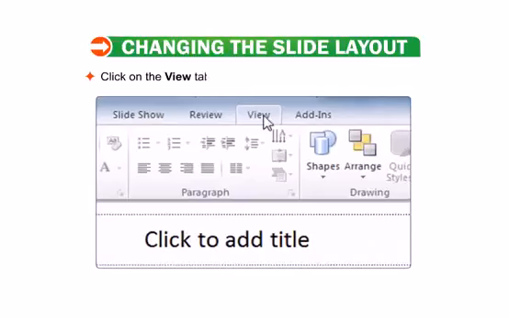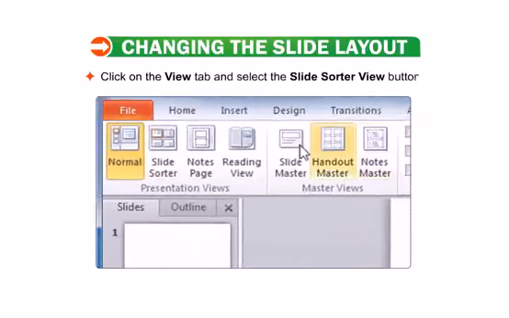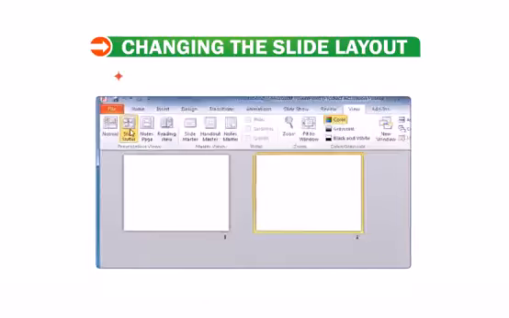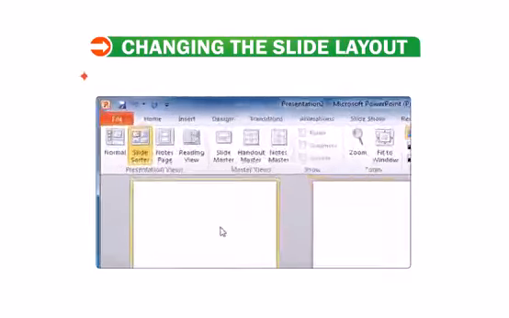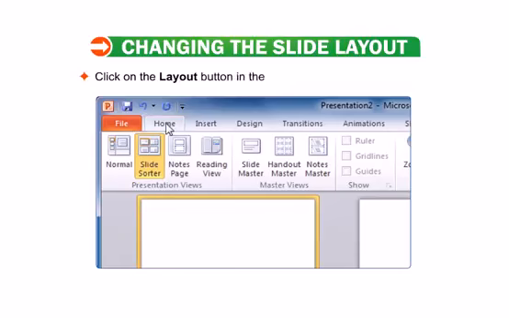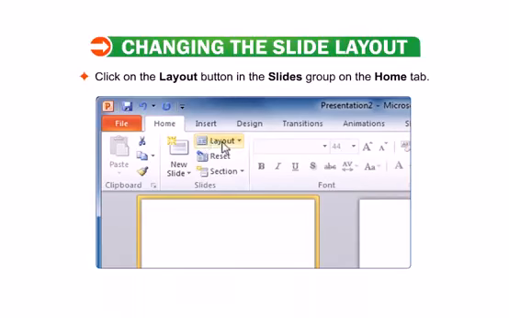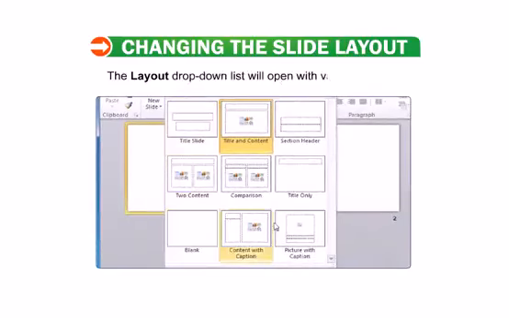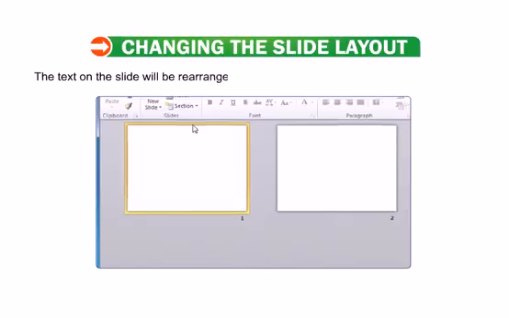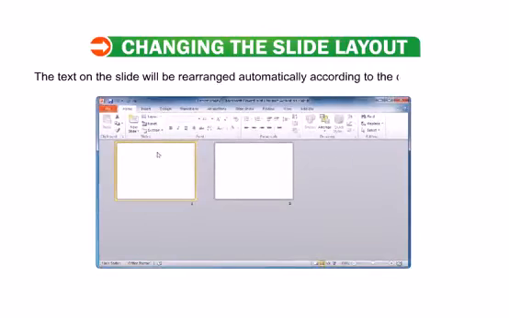Click on the View tab and select the Slide Sorter View button. Choose the slide whose layout you want to change. Click on the Layout button in the Slides group on the Home tab. The Layout drop-down list will open with various layouts. Select the layout according to your need. The text on the slide will be rearranged automatically according to the chosen layout.